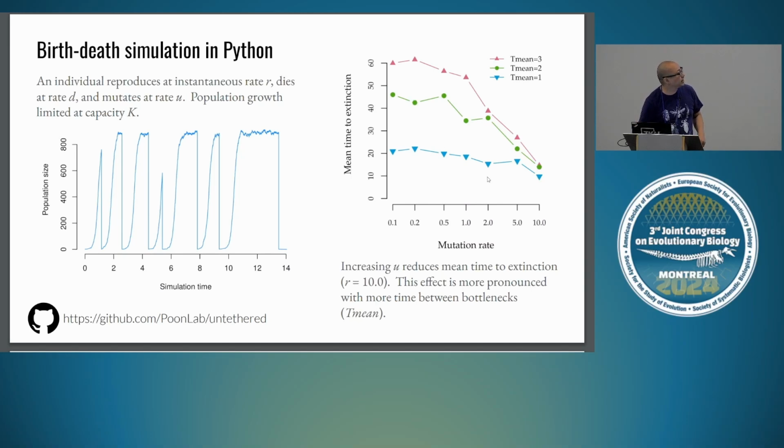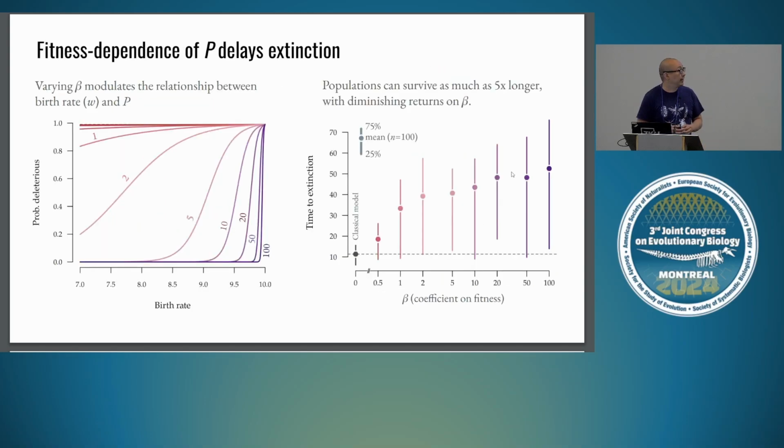The mean time to extinction declines as we increase our mutation rate when the bottlenecks don't happen that often. When bottlenecks are really, really frequent, we're really hammering the population, and it doesn't really matter what is happening genetically.